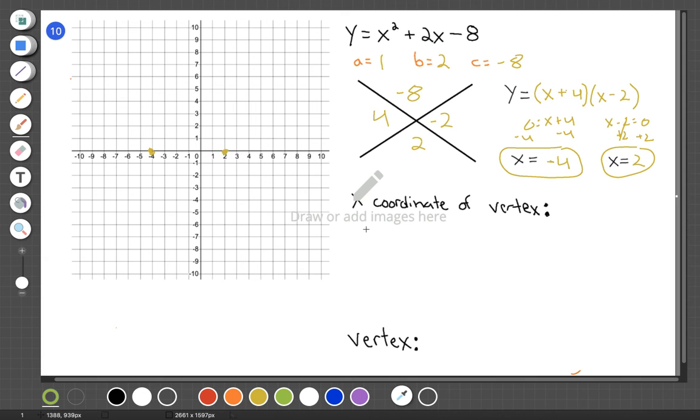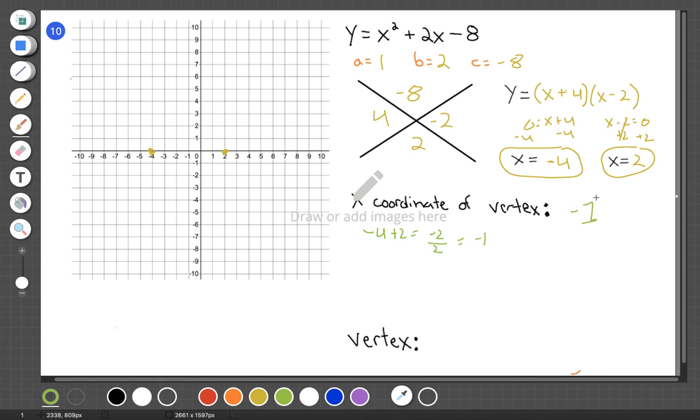So for the x-coordinate, we're going to go take our average. So -4 plus 2 equals -2. Divide that by 2. Well, that equals -1. So we know that the x is going to be -1. So it's going to be somewhere along this. I'm not going to draw the line of symmetry this time. So -1 is the answer there.